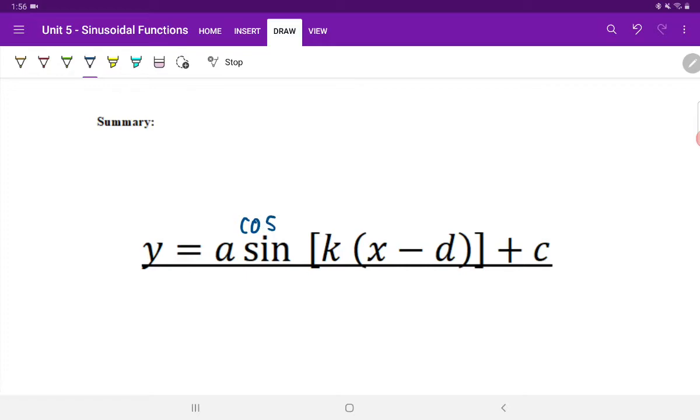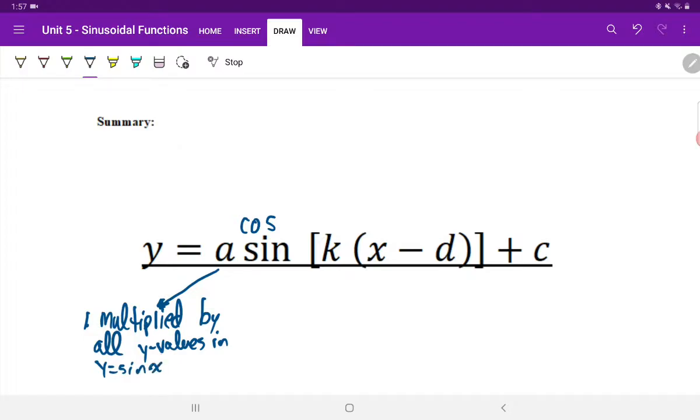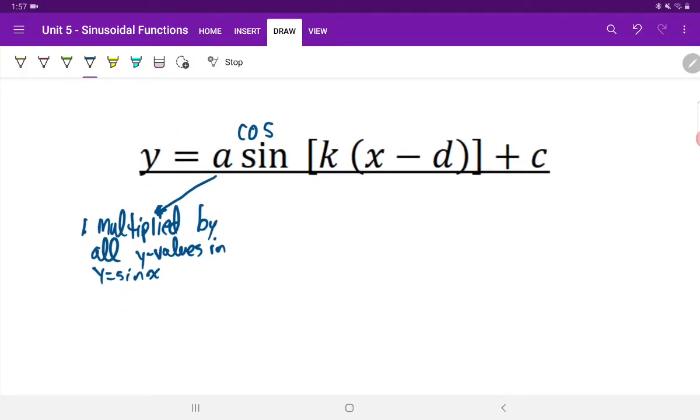All right, but let's start with the effect that A has on our sinusoidal function. First off, we learned that our A value is multiplied by all y values in y equals sine x. So whatever your A value is, you take that and multiply it by all your y values in y equals sine x. Secondly, we learned that A is the amplitude. Okay, so A gives us our amplitude.